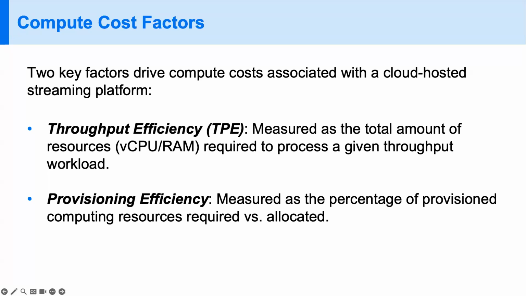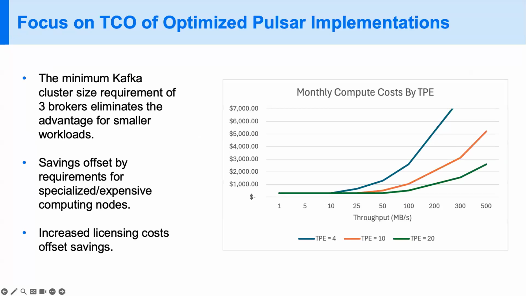And so your ability to optimize that, your provisioning efficiency, will save you a significant amount of money as well, right? So looking first at your TPE, your throughput efficiency, based on these theoretical numbers, there's some different numbers based on what you're going to get on these different platforms, and you can evaluate for yourself to do a sort of normalization on that.